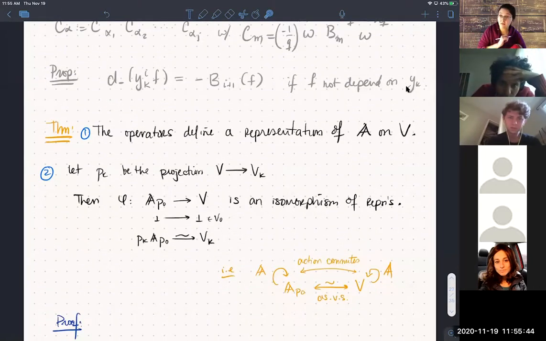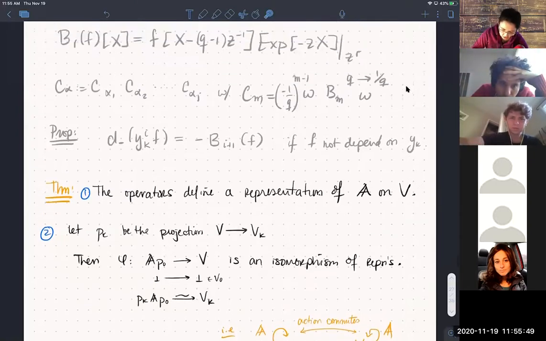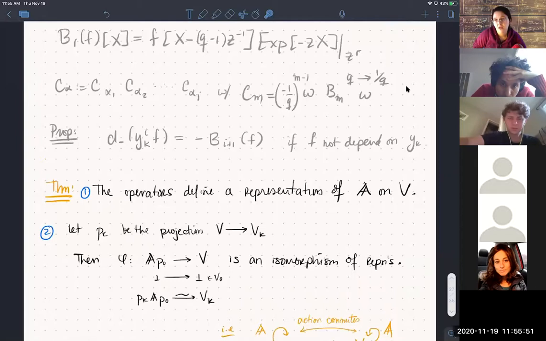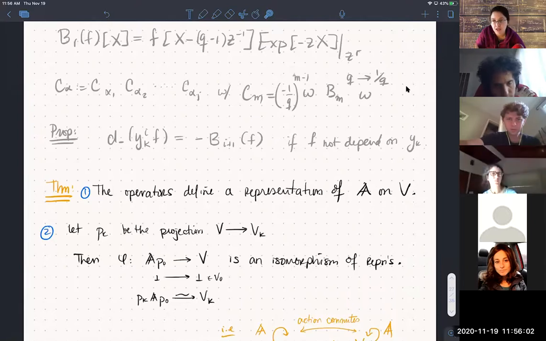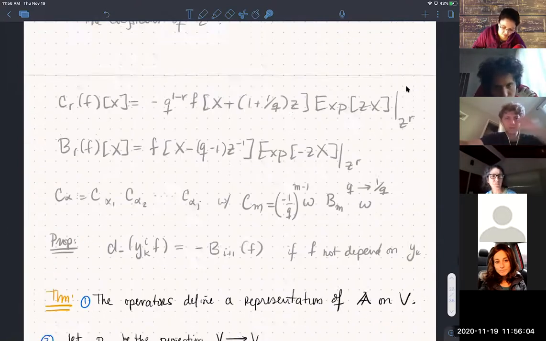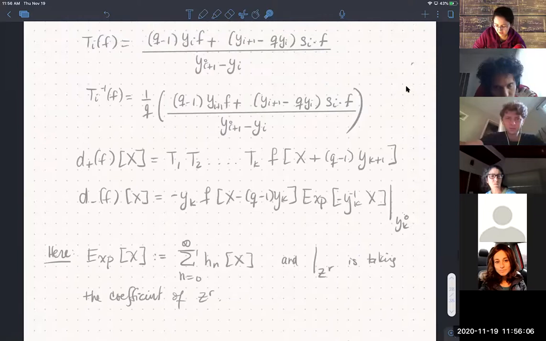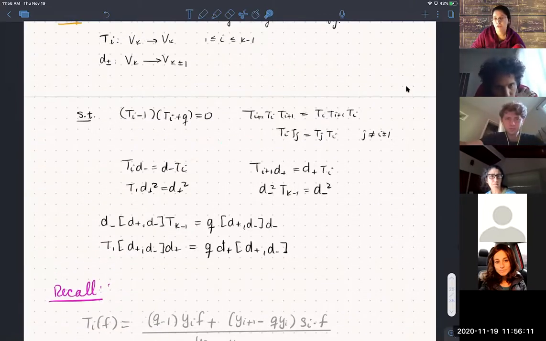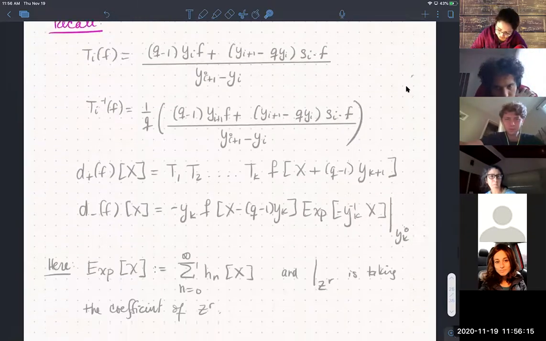So the first theorem of the section here is that all these plethystic operators, all these definitions, give us a representation of this algebra A on our direct sum of vector spaces. How do you prove that? It's really straightforward. You basically just check that these plethystic operators satisfy all these relations. So it's a very straightforward proof of just proving that you actually have a well-defined action.